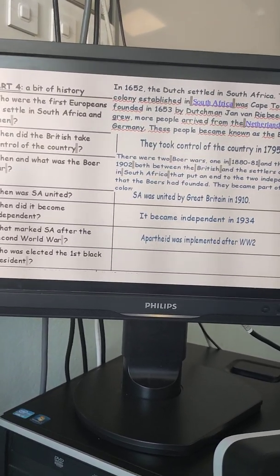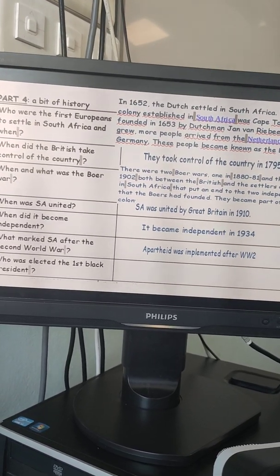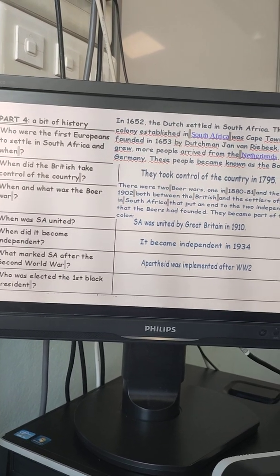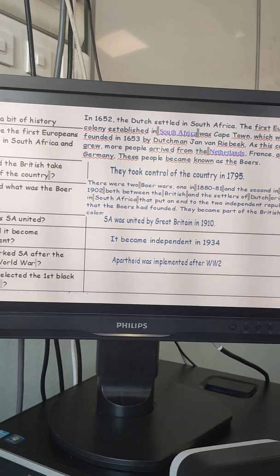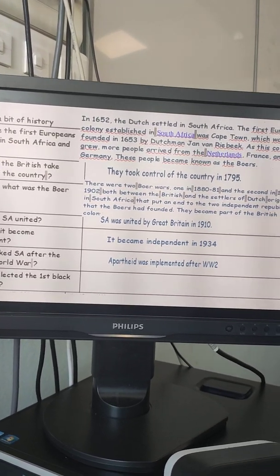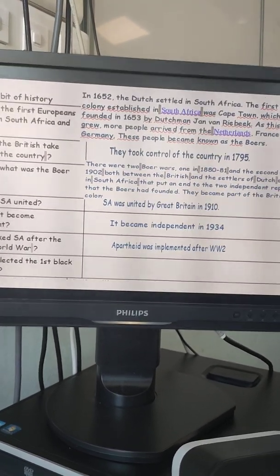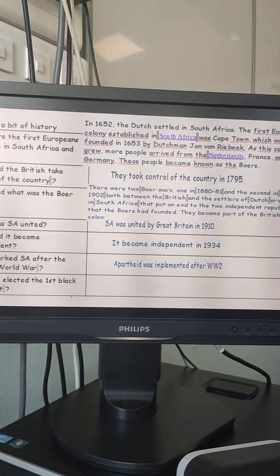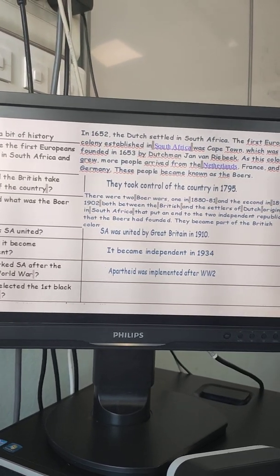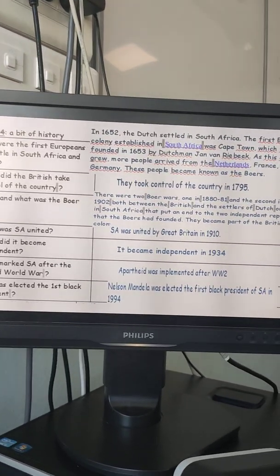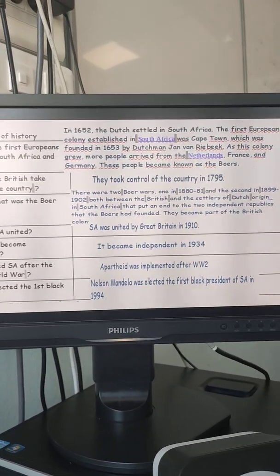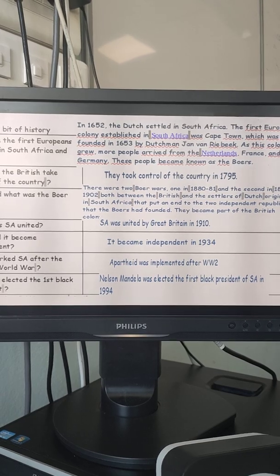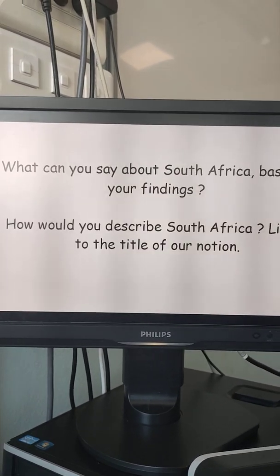So this white minority actually became the legal majority, meaning they made all the decisions and black people were considered as inferior. However, in 1994, Nelson Mandela was elected the first president of South Africa.